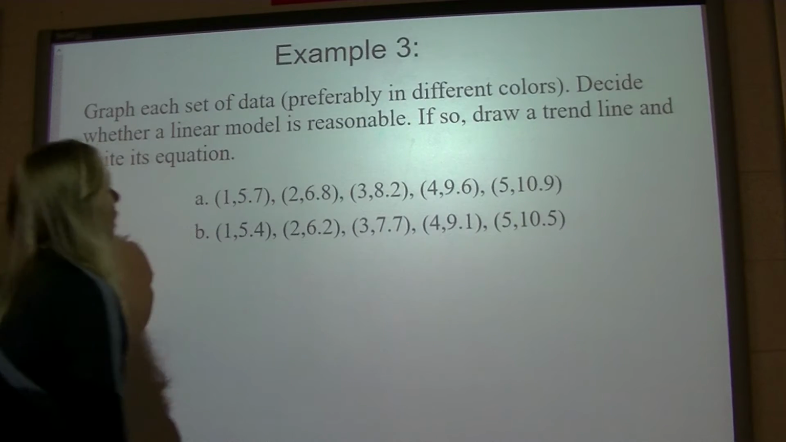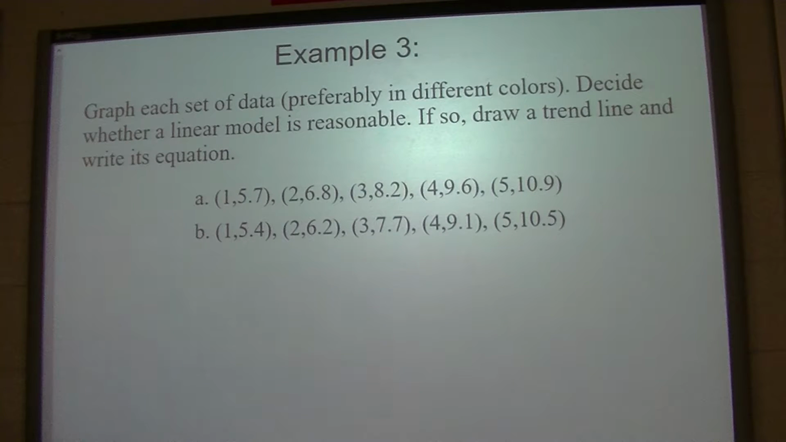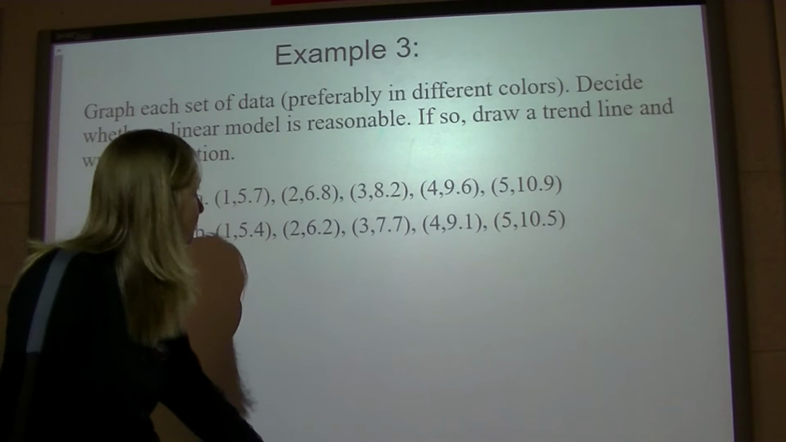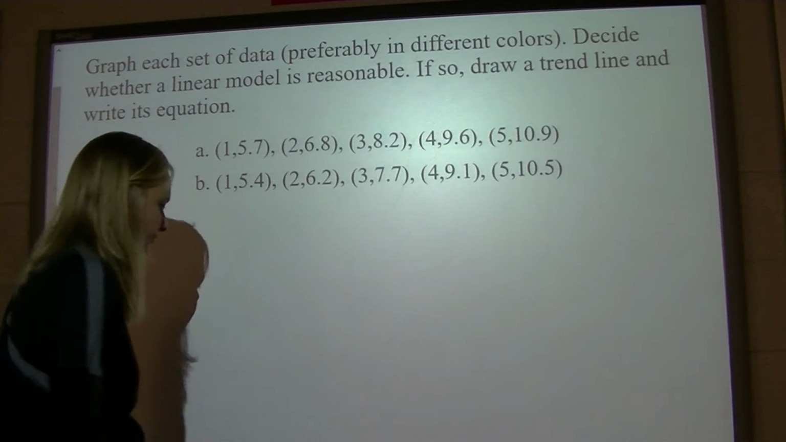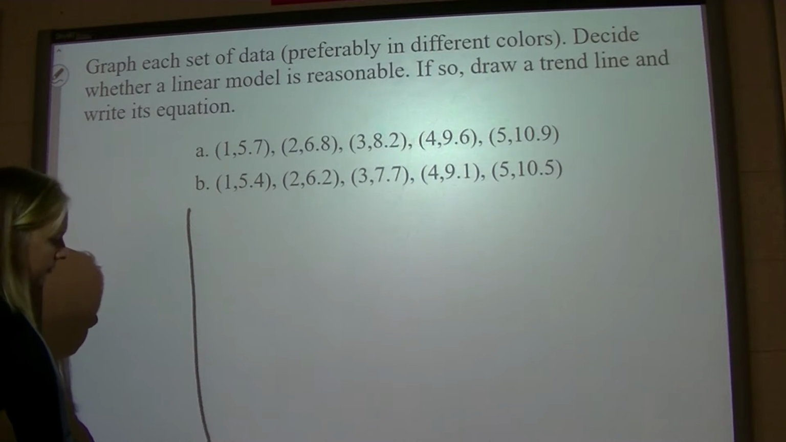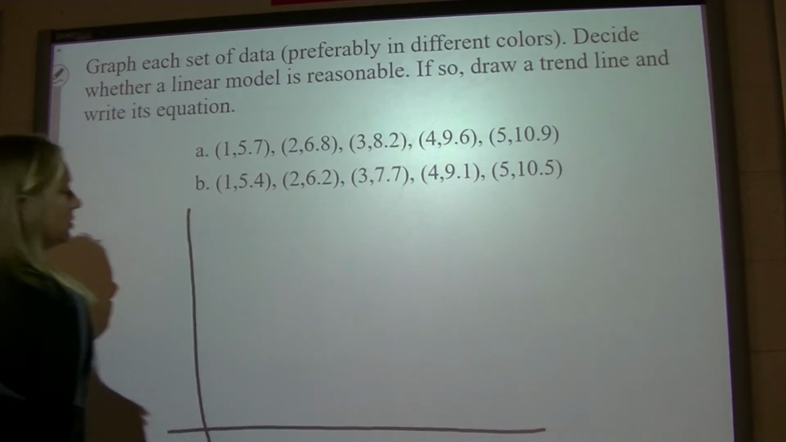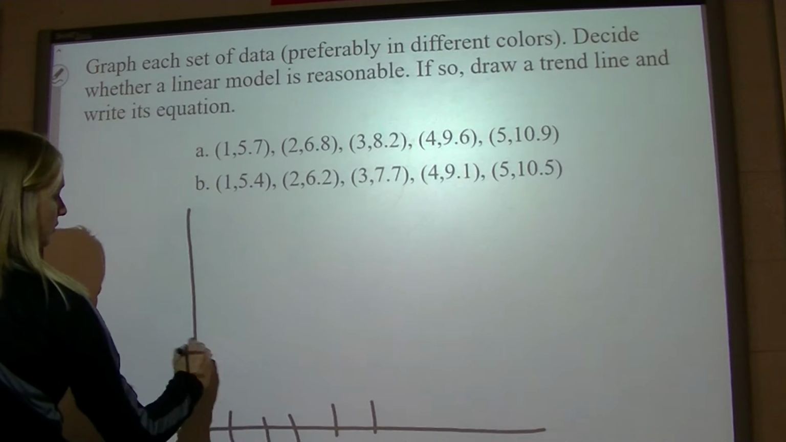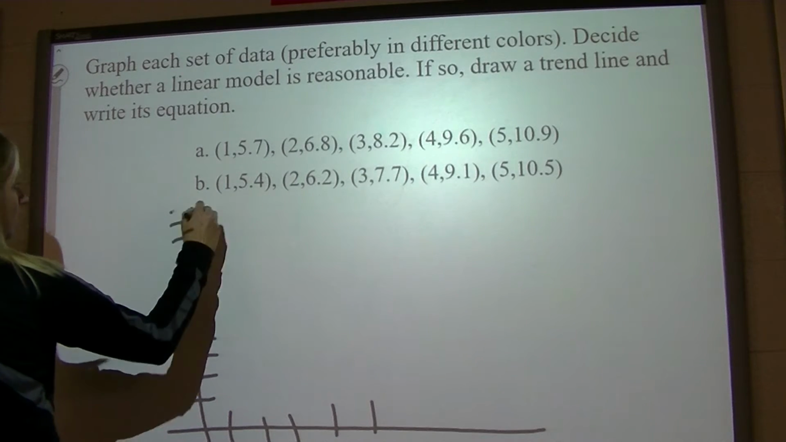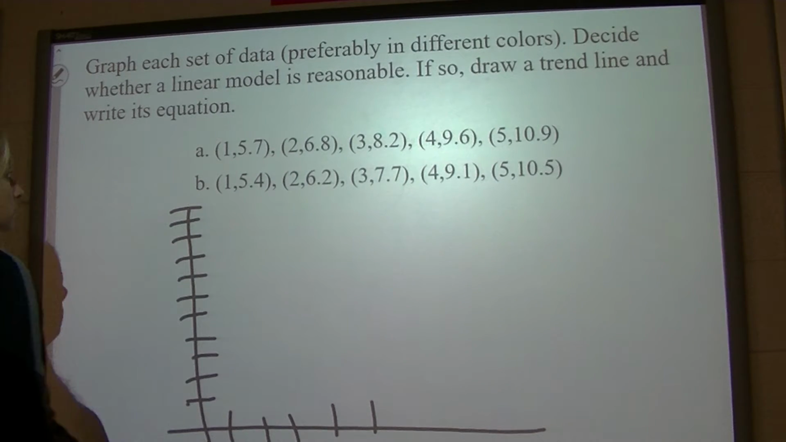Okay. And then example 3, graph each set of data, preferably in different colors. Decide whether a linear model is reasonable. If so, draw a trend line and write its equation. Okay, so here, let's graph each set of data. I don't think any of them are negatives, so we'll stay like this, and I'll go 1, 2, 3, 4, 5. 1, 2, 3, 4, 5, 6, 7, 8, 9, 10, 11. Scale of 1s for each, so no big deal.